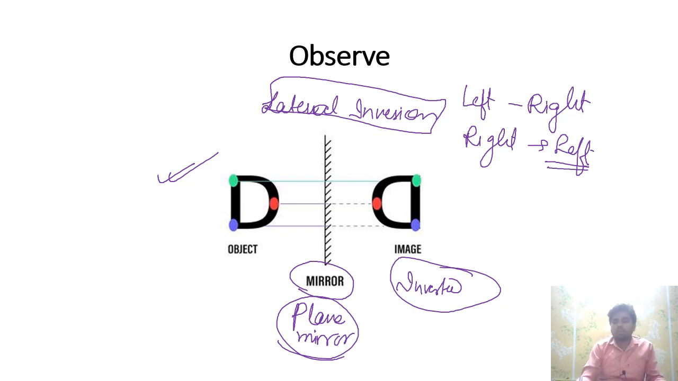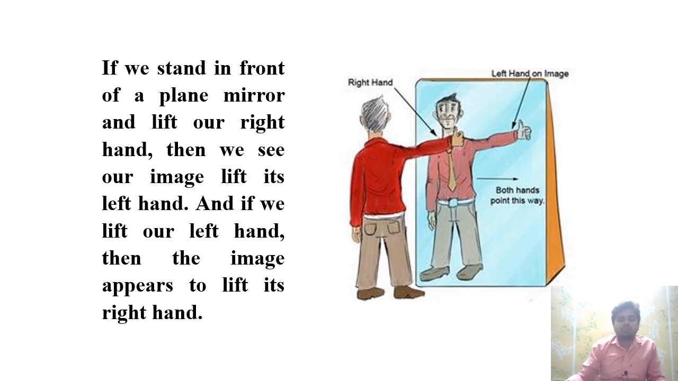Okay, students, now we will look in more detail at lateral inversion. Whenever you see yourself in the mirror, the hand that is your right hand is depicted as a left hand in the mirror. This particular property of an image is known as lateral inversion.